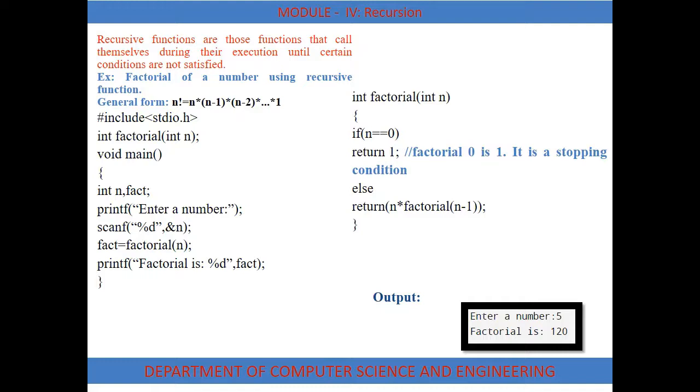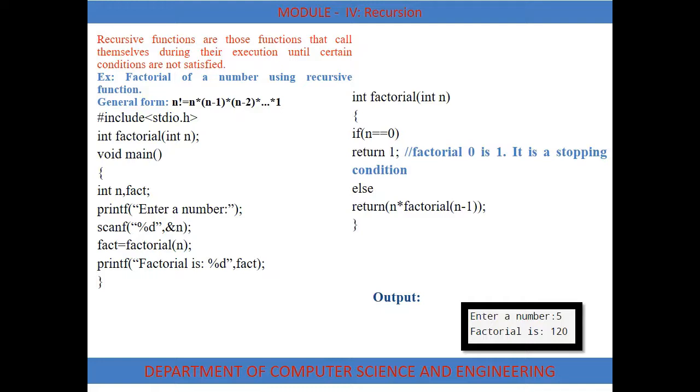See the program. It starts with the header file, then the function declaration. Here we are using the function name factorial, and the parameter is n. Within main, declare the local variables and take the input from the user, that is, enter a number. Let me consider n equal to 5. Next is fact equal to factorial of n. Here the variable fact stores the value of the factorial. Factorial of n is nothing but factorial of 5. So here we are calling the function factorial.